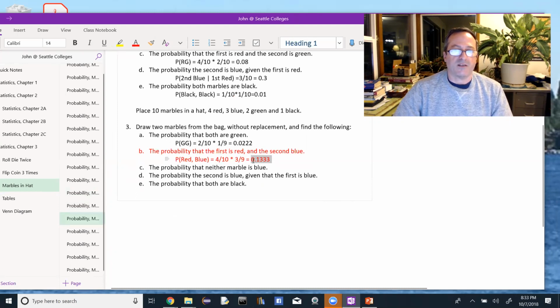Let me just write that down. 12 out of 90. Divide them both by 2. That'd be 6 out of 45. I wanted to keep reducing that. 3 goes into both of those. 3 goes into 6 twice. 3 goes into 45 15 times, as a reduced fraction, 2/15, and again, 0.133333.